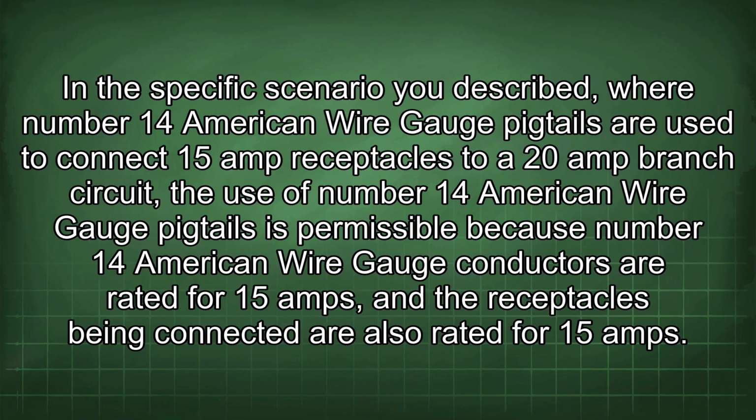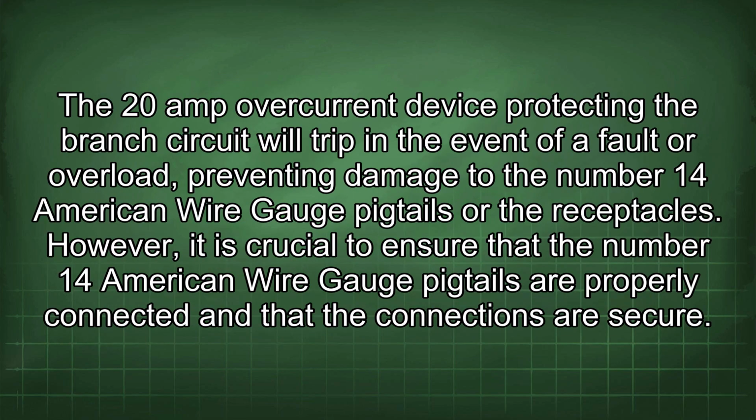In the specific scenario you described, where number 14 American wire gauge pigtails are used to connect 15 amp receptacles to a 20 amp branch circuit, the use of number 14 American wire gauge pigtails is permissible because number 14 American wire gauge conductors are rated for 15 amps, and the receptacles being connected are also rated for 15 amps. The 20 amp overcurrent device protecting the branch circuit will trip in the event of a fault or overload, preventing damage to the number 14 American wire gauge pigtails or the receptacles. However, it is crucial to ensure that the number 14 American wire gauge pigtails are properly connected and that the connections are secure.